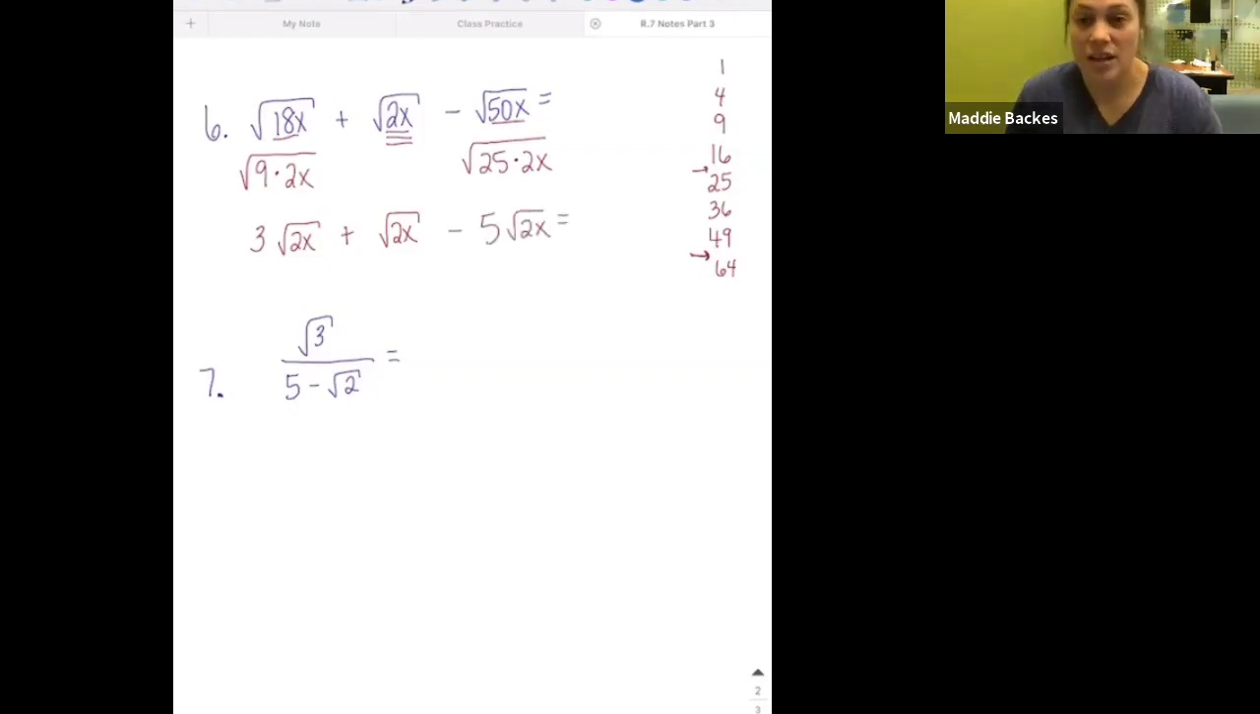So now we can just combine these because we have like radicals. So 3 square root 2x plus 1 square root 2x minus 5 square root 2x. 3 plus 1 minus 5 gives me negative 1. So it's negative 1 square root 2x, or just negative square root 2x.